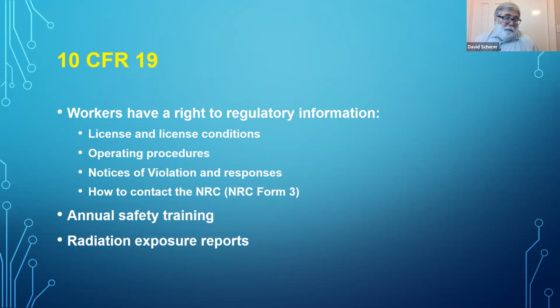Even the person who delivers packages in your building, if they deliver them inside radiation use areas, they need training. The other thing in 10 CFR 19 is that workers must be provided with a report of their exposure annually, so they know what they have received in the previous year.